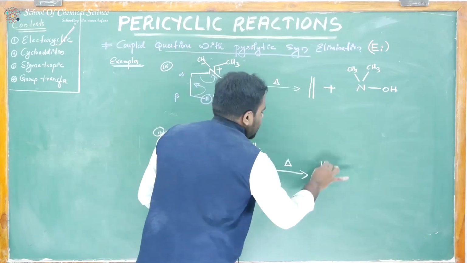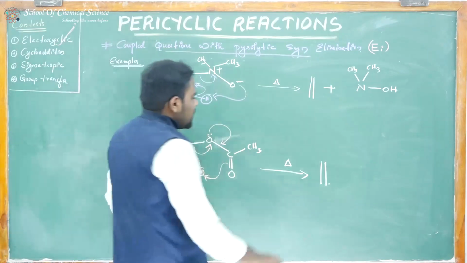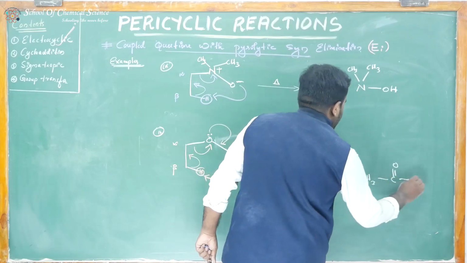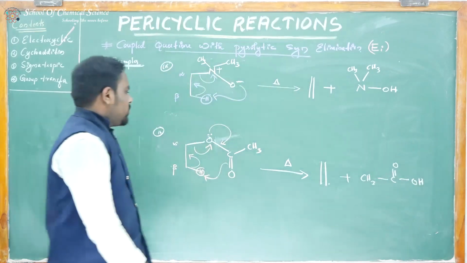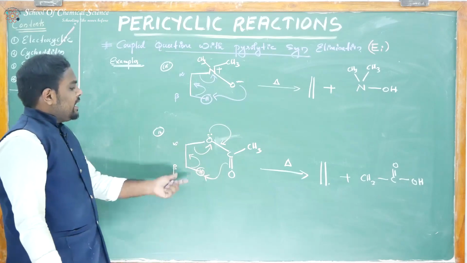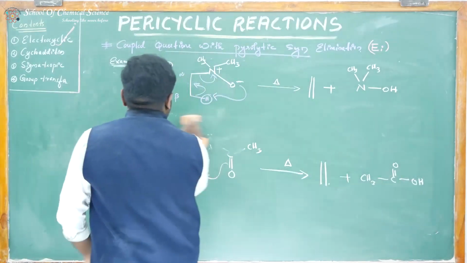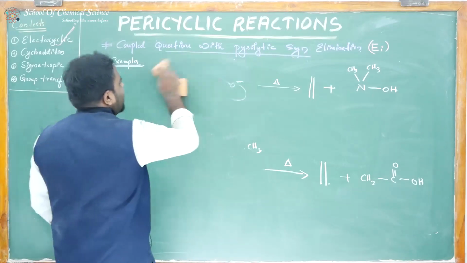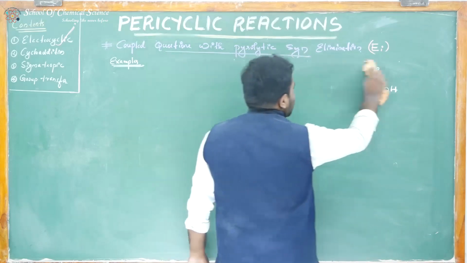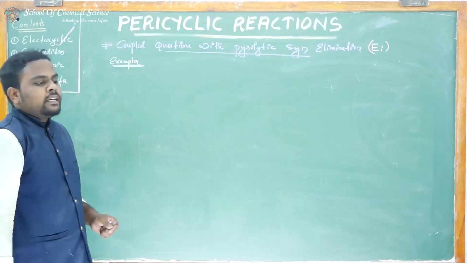So what is the product? Under thermal condition, a double bond, an alkene, is your product. Then CH3 C double bond OH is your product. Okay, so there also an alkene. So ester also undergoes pyrolytic elimination. So we discussed the pyrolytic elimination of sulfur oxide, selenium oxide, then nitrogen oxide and ester.